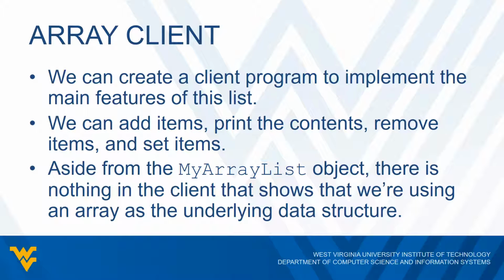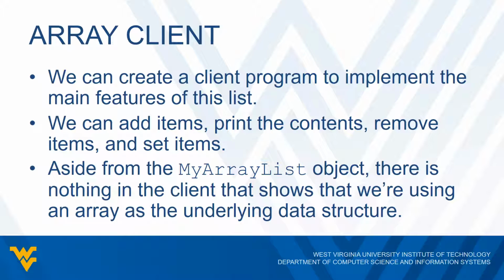And the big thing I want you to take a look at when we see this code is, aside from the fact that this class is called myArrayList, there's nothing in the client that tells us that we're using an array as our underlying data structure. In fact, if I were to rename the class to something else and you take a look at it, you wouldn't be able to tell that we're dealing with arrays. You wouldn't be able to tell what the underlying data structure is. That's our goal when implementing these abstract data types.